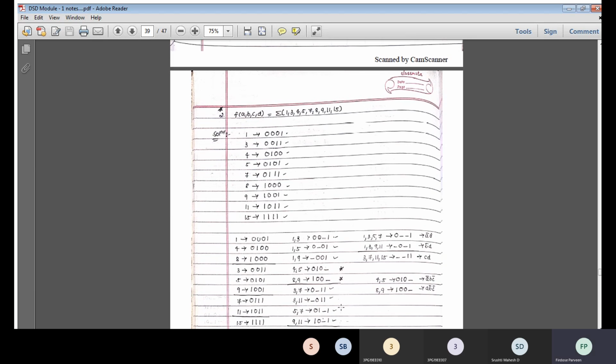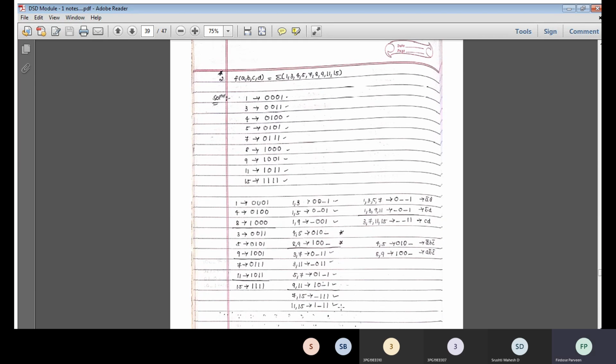Next one. F of ABCD is equal to summation 1, 3, 4, 5, 7, 8, 9, 11, 15. Okay, same procedure. Write down the numbers. Write down if it is without ones, one group, with single ones, one group, with two ones, one group, with three ones, one group, and four ones, one group.